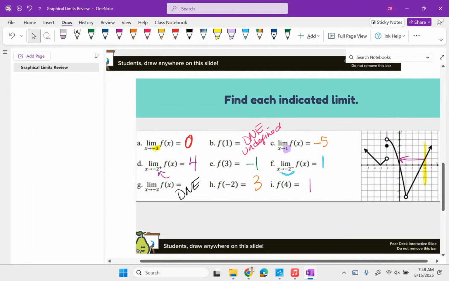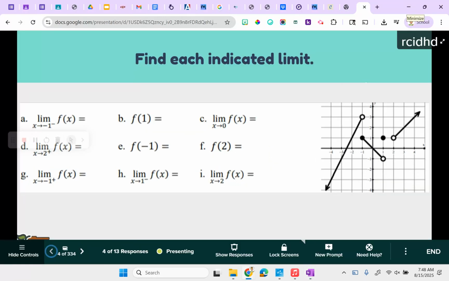Not so bad, right? I kind of like the pictures. All right, let's do another one. I'm going to move it back one, apparently. We haven't done that one yet, right? Everybody give that one a shot, okay?